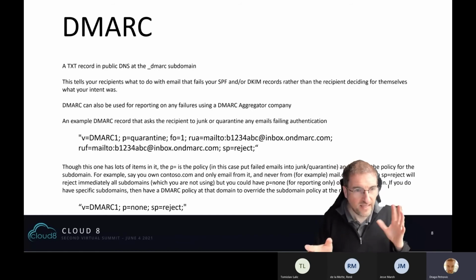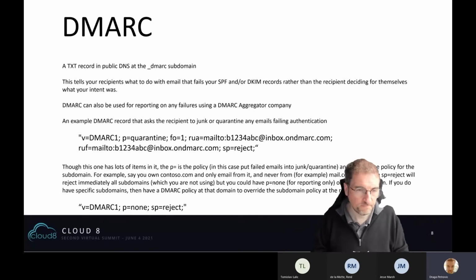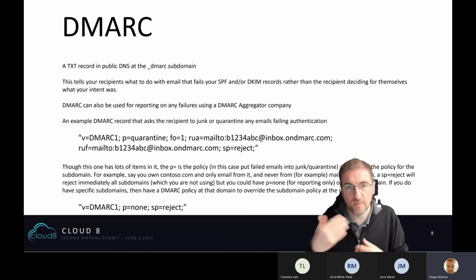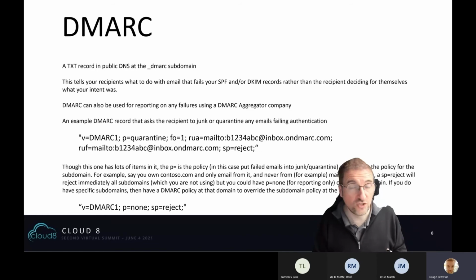unlike SPF where spaces are used to separate them out. Each of these policies has been invented by a different group of people, and they seem to follow different rules. The important one here is the policy, p equals, and in this case it's p equals quarantine. So if it fails DMARC, put it into your junk mail. If it fails DMARC, put it into your quarantine. So the recipient decides whether they're going to quarantine it or put it into junk mail.